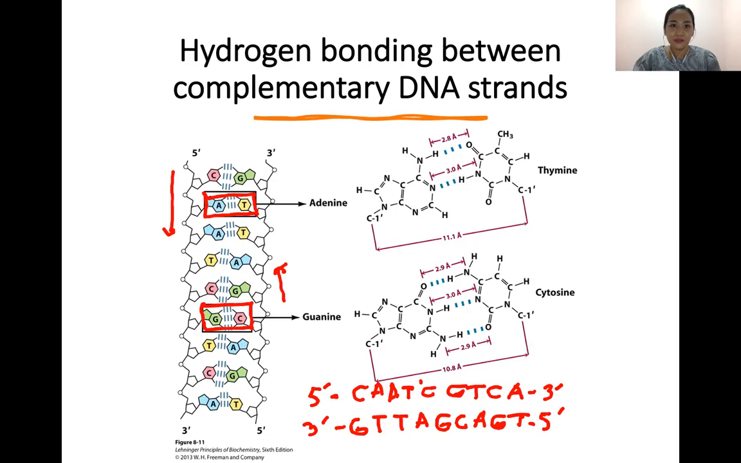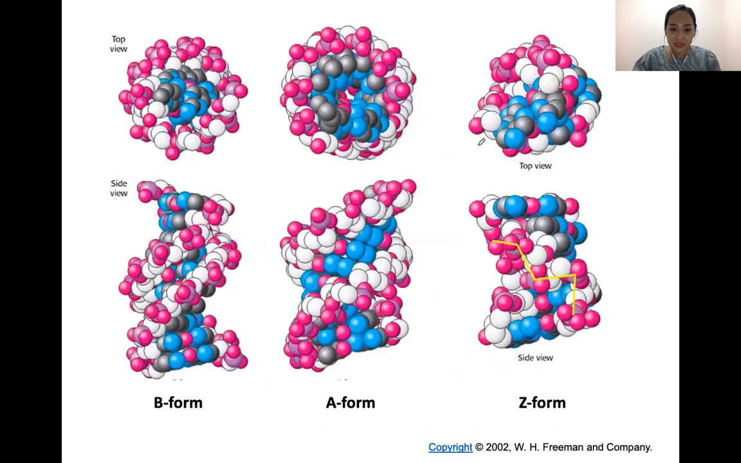Okay? What else? So I guess that's it for the hydrogen bonding between complementary DNA strands. Next, we have different forms of the DNA that the DNA can assume. So these are structural forms.